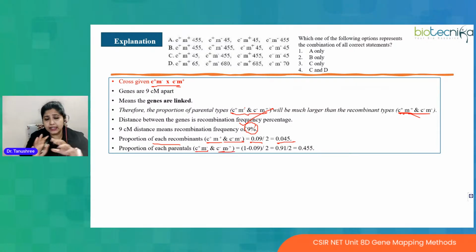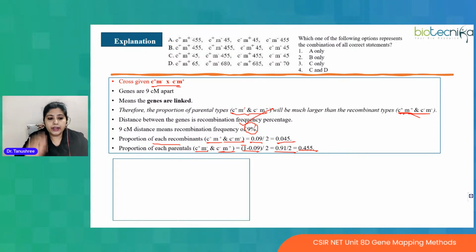Similarly, we can calculate the proportion of each parental, that is C plus M minus and C minus M plus. See, all this information is given in the question itself. What I am doing is I'm just calculating the proportion based on the information given in the question. Now, the proportion of each parental, you can calculate as 1 minus 0.09 by 2. When you solve, you'll get 0.91 by 2, and on solving, you'll get 0.455. Okay.